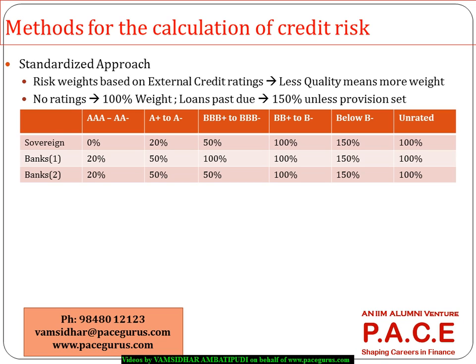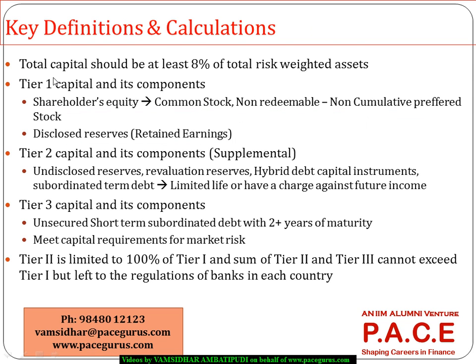Now here we talk about the definition of capital, so that we can see, with respect to credit risk, market risk, and operations risk, how a bank can go about calculating capital. As a simple Basel II norm, the total capital should be at least 8% of total risk weighted assets. So the task now is to find the total risk weighted assets.